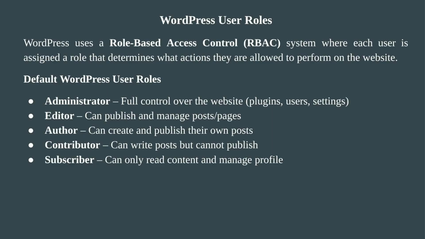WordPress user roles. WordPress implements access control using a system called role-based access control. Each user is assigned a specific role that determines their permissions. For example, the administrator has full control over the website. Editor can only manage and publish content. Author can create and publish their own posts. Contributor can write posts but cannot publish them. Subscriber has the most limited permissions and mainly manages their profile.